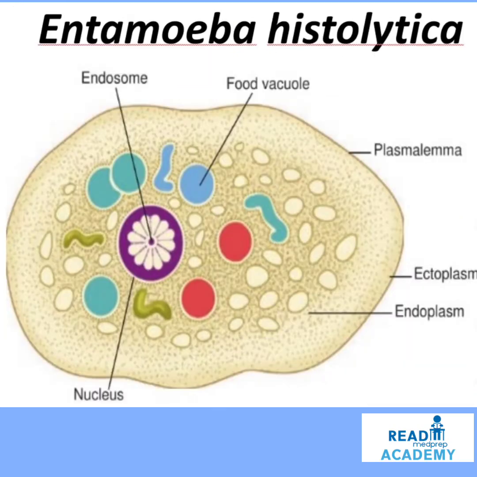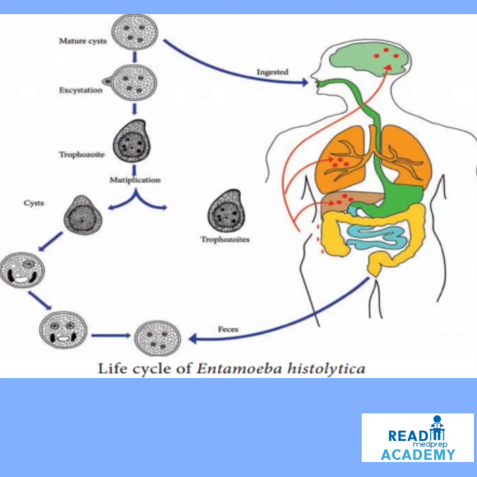Here in this image you can see the morphology or structure of Entamoeba histolytica. It has a cell membrane called the plasmalemma. The cytoplasm inside is divided into ectoplasm and endoplasm. The endoplasm has the food vacuoles and a nucleus which contains the endosome. Here you can see the life cycle of Entamoeba histolytica.